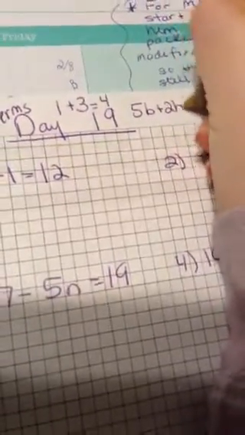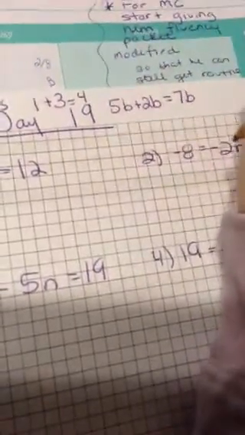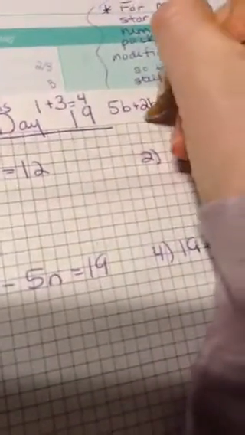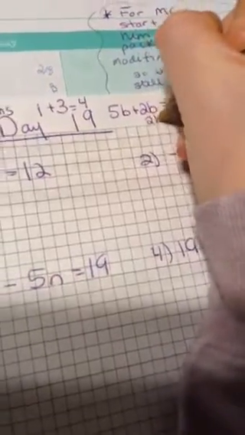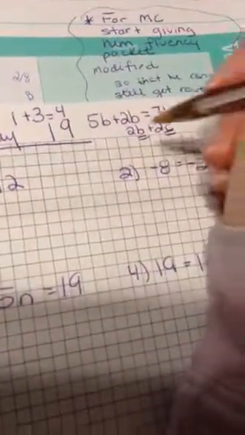I can also do this with like variables. So if I had 5 bananas and 2 bananas, I would just say I have 7 bananas. We have to be careful though, because for example, 2b plus 2c, these don't have the like variables. This would be like trying to add 2 bananas and 2 carrots. It doesn't make sense. We can't do it.